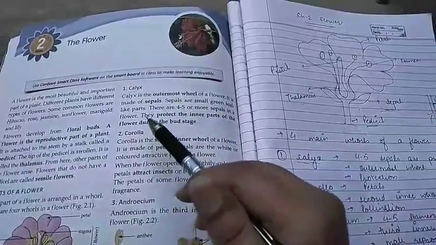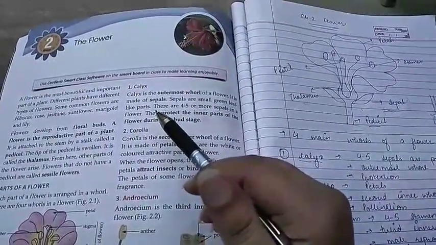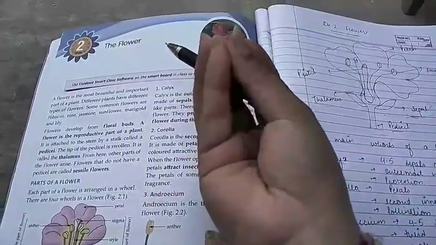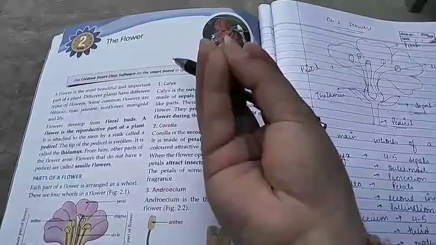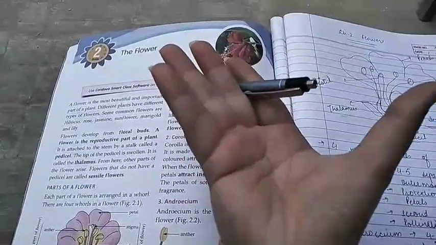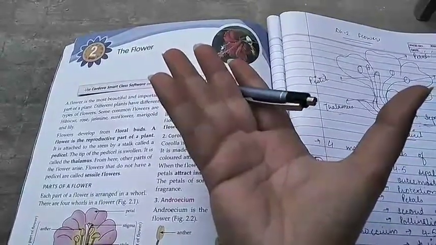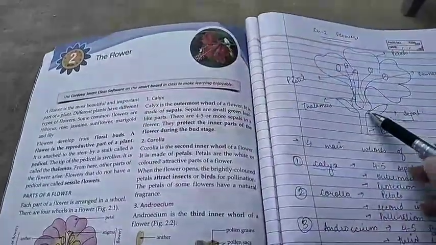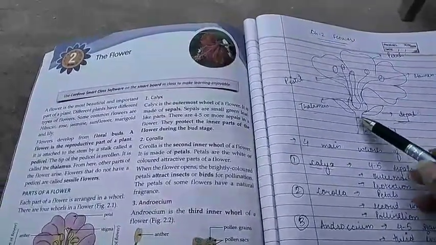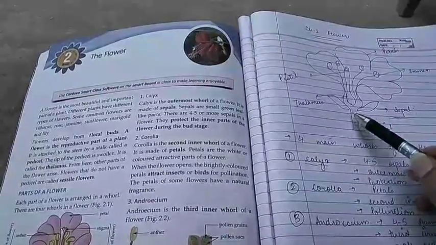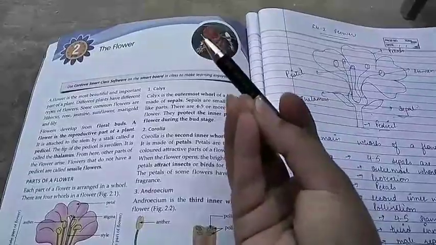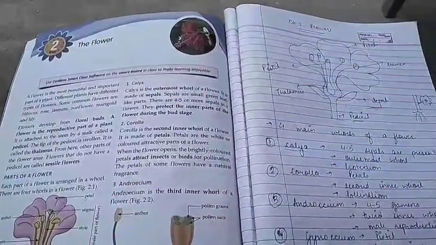Now, what is the bud stage? Before the flower blooms. Okay, it is in a bud shape like this. Okay, closed with sepals. When the flower blooms, these sepals open themselves and flower opens itself. These sepals are then there in the shape of the leaves or at the bottom of the flower. Okay, so when it is closed, it gives protection to the inner part of the flower.